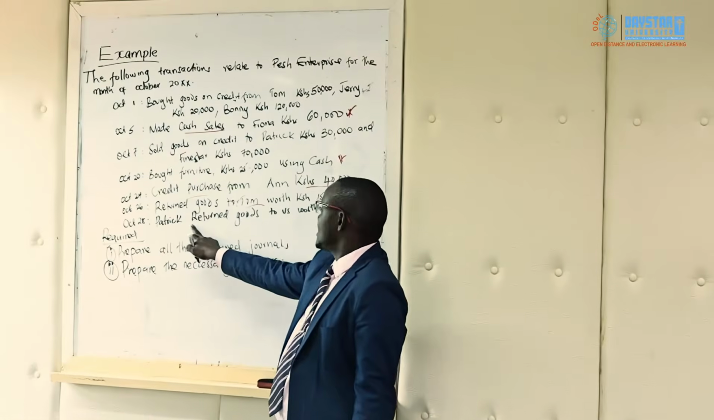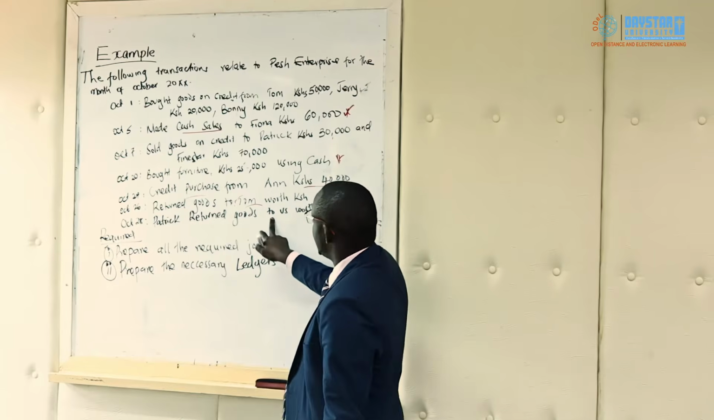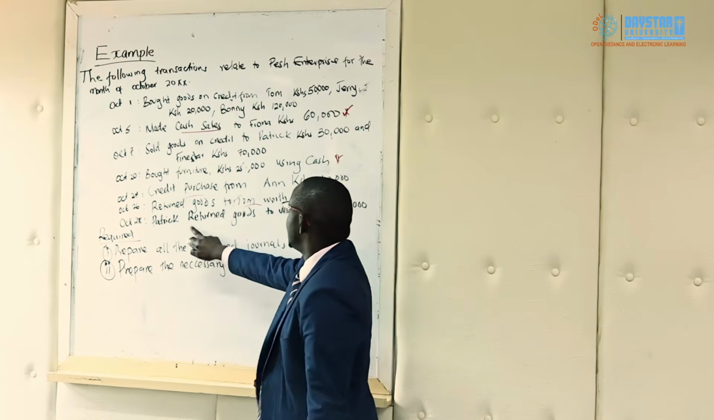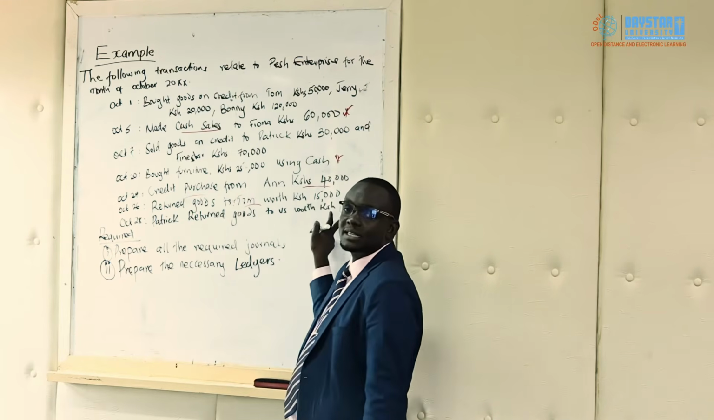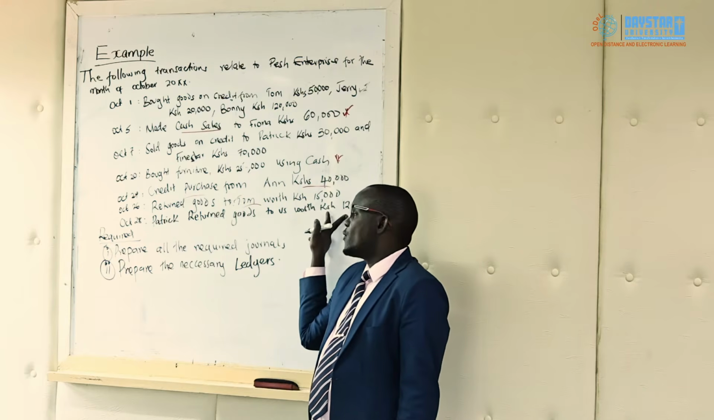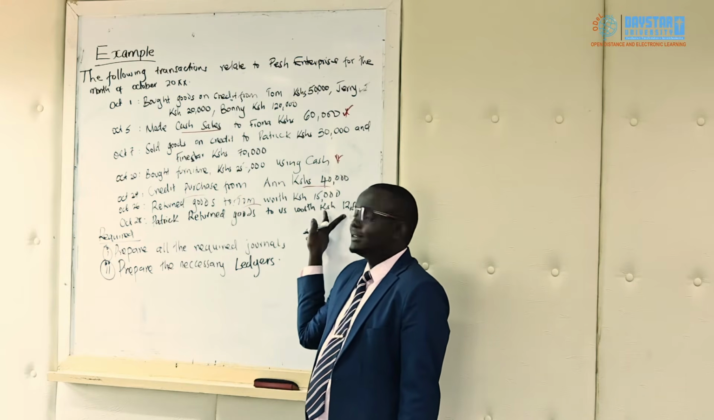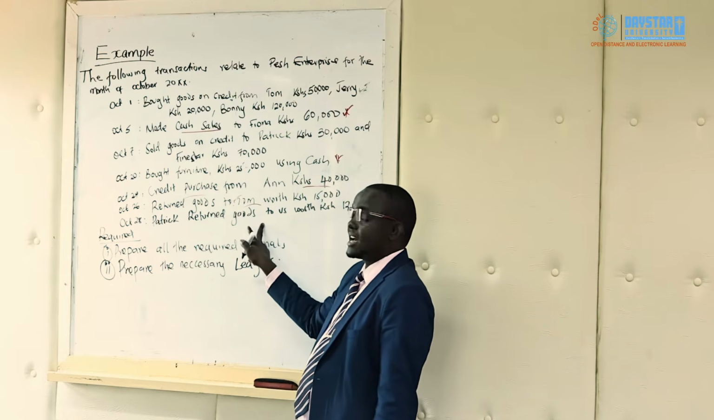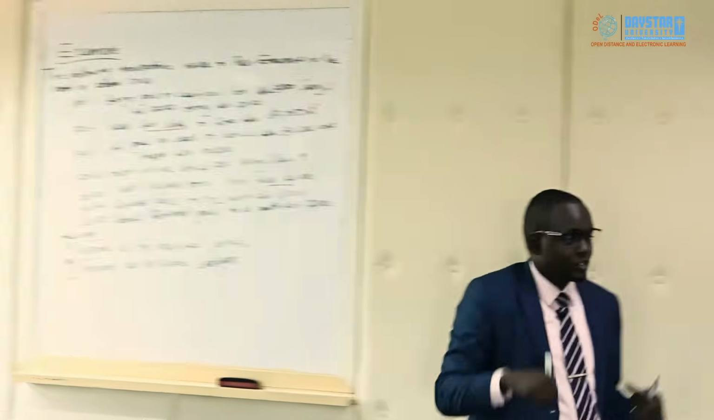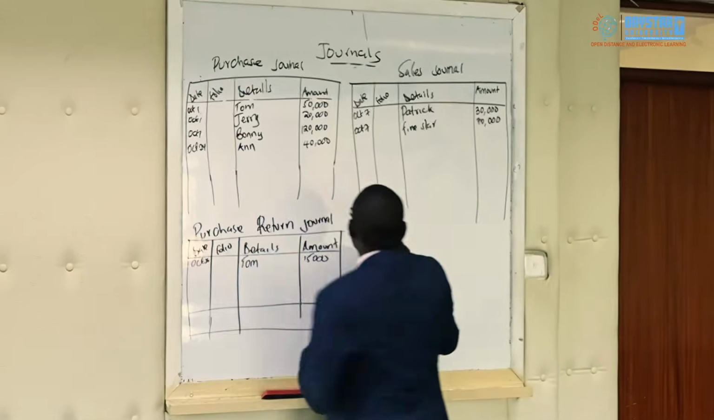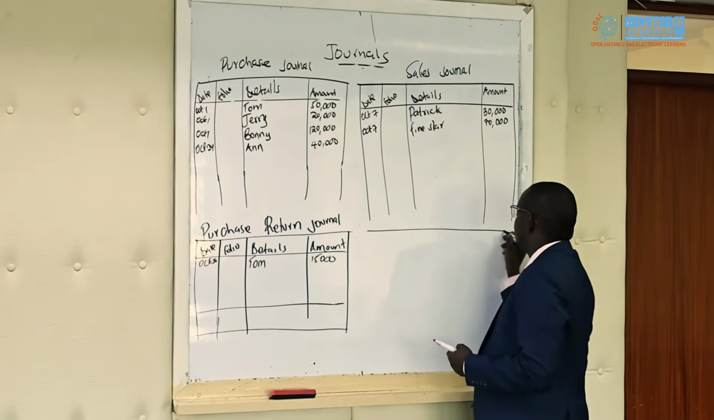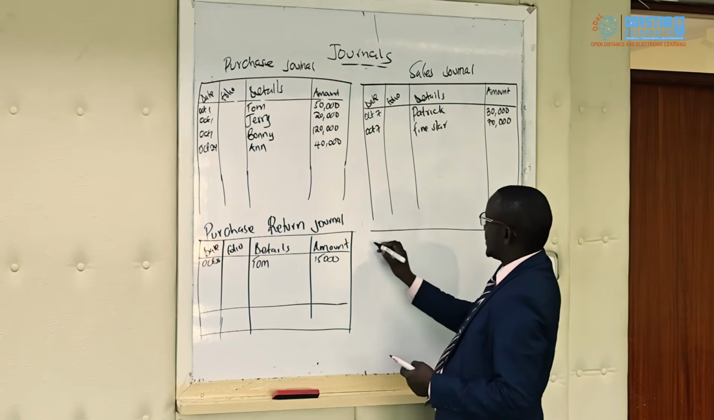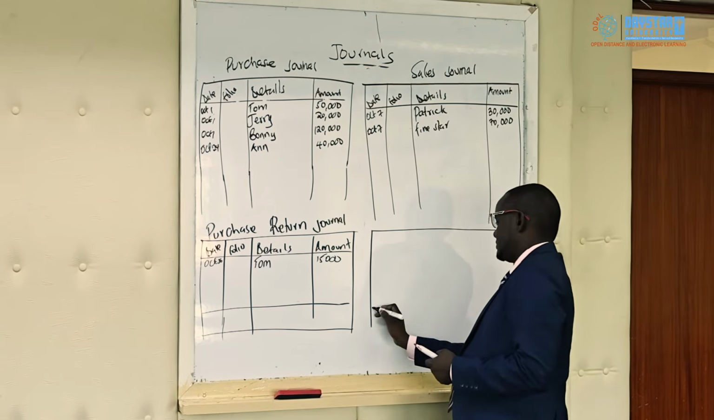October 28th, returned goods to us. Patrick returned goods to us worth 12,000. This means we had sold to Patrick. So this is sales return. These goods were sold to Patrick. So Patrick is returning. So I'll draw it on this side. We will have this.